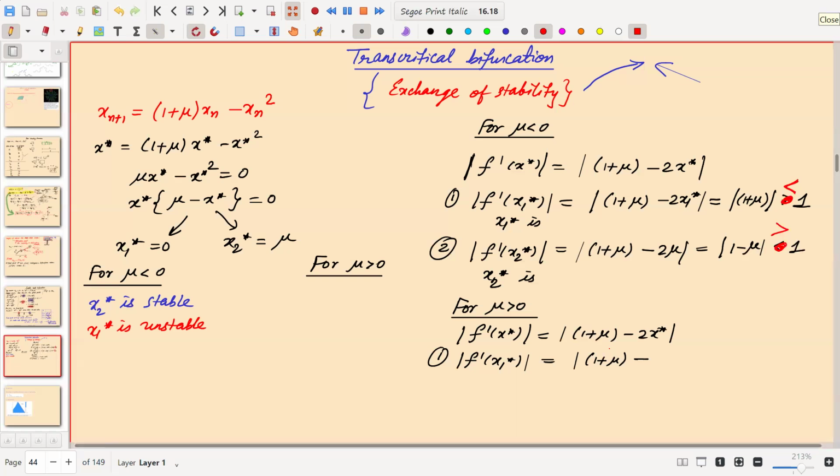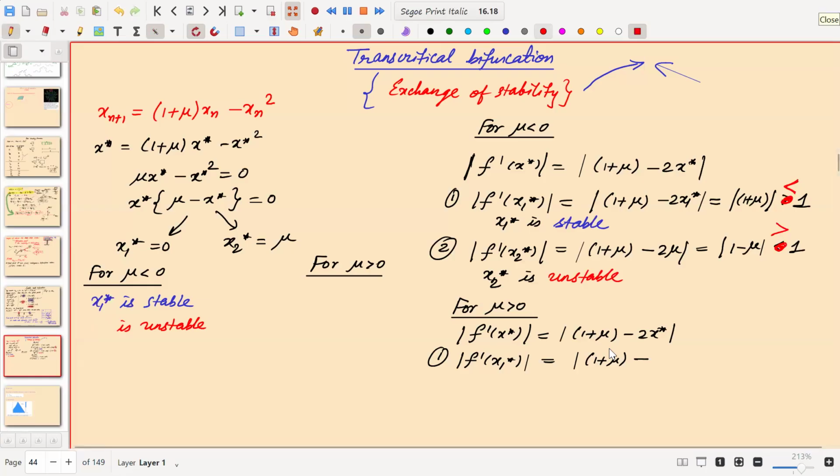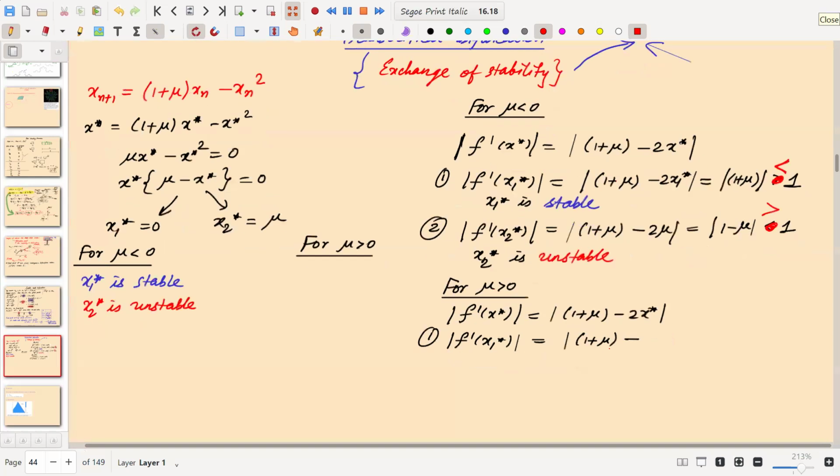So what you got? Fine. Okay. So what we will write here now? x1 star is stable, x2 star is unstable, right? Okay, got the idea? Now can we do for mu greater than 0?